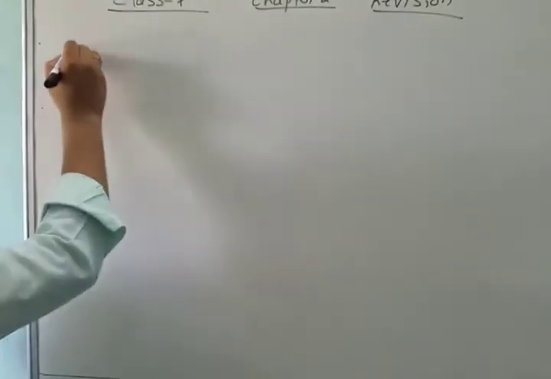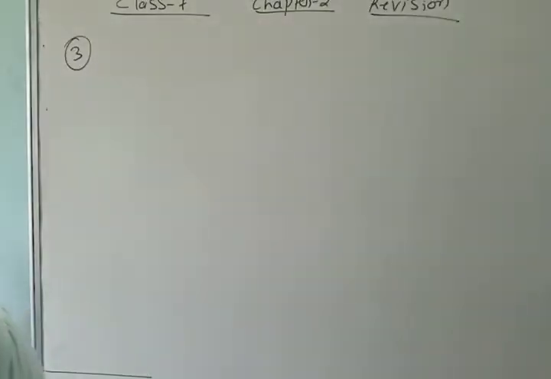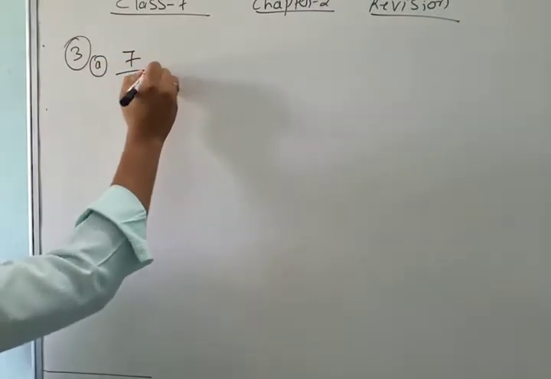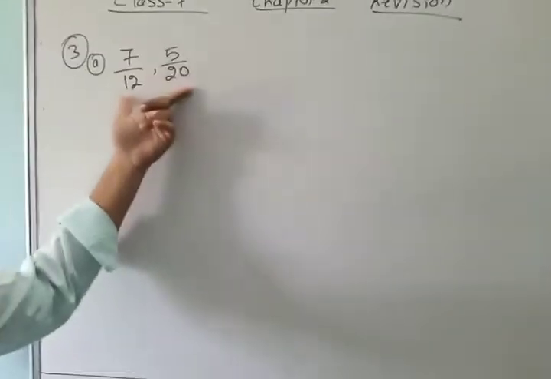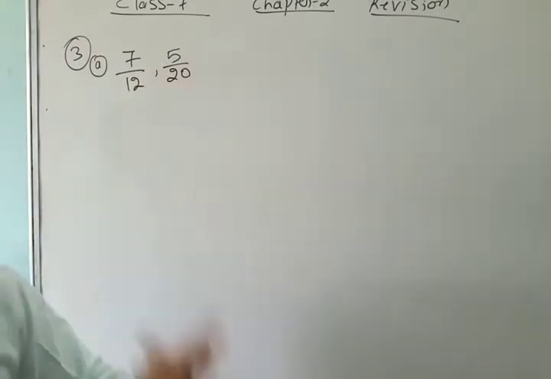That is the third question. What is our third question? Convert the following fractions into like fractions. What is a like fraction? First question, that is 7 upon 12 and 5 upon 20. The meaning of like fraction is to just make the denominator part the same. If the denominator part is the same, we can say that the fractions are like.